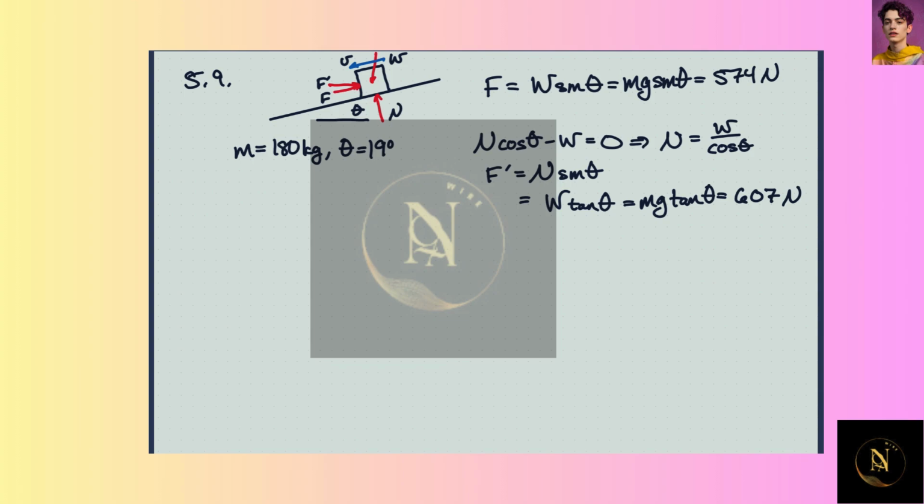Now, in the other case, I took force balances in the horizontal and the vertical direction. In the horizontal direction, we have F prime equals N sine theta, and in the vertical direction, we have N cosine theta minus W equals 0. So N equals W over cosine of theta. Plugging this into here, we get that F prime equals W times the tangent of theta, which is mg times the tangent of theta, and plugging in, we get 607 newtons.